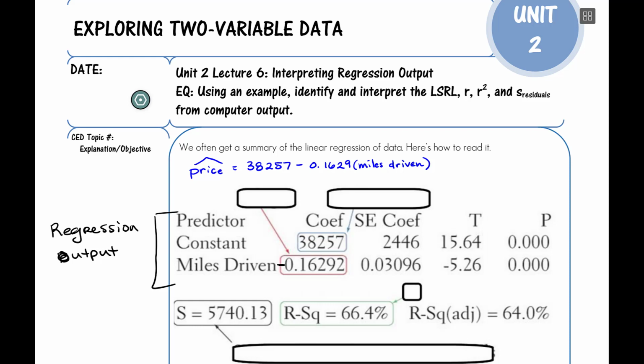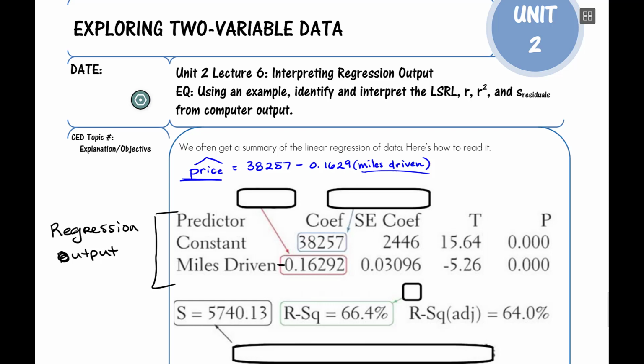So the first thing that we want to think about is, what example are we looking at? Well, we're looking at the same example that we've been working with, the truck example, in which we are trying to predict the price of a truck simply from knowing how many miles have been driven on that truck. We came up with this regression equation: the predicted price is equal to $38,257 minus 0.1629 times the miles driven. It's important to remember this regression equation, so that we can tie together how the regression output relates to the regression equation.